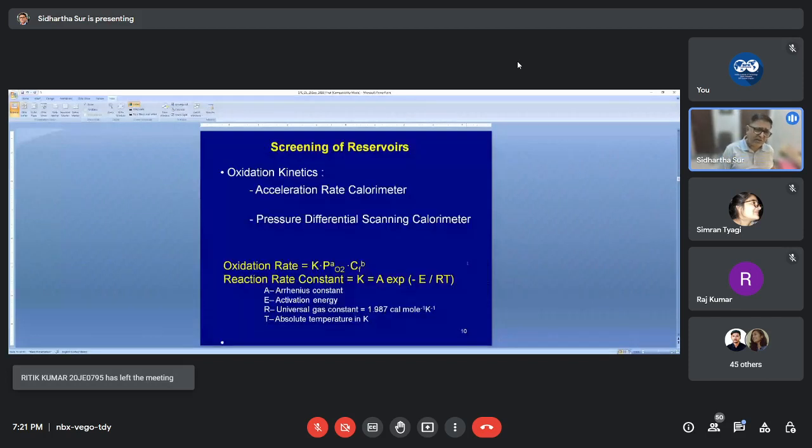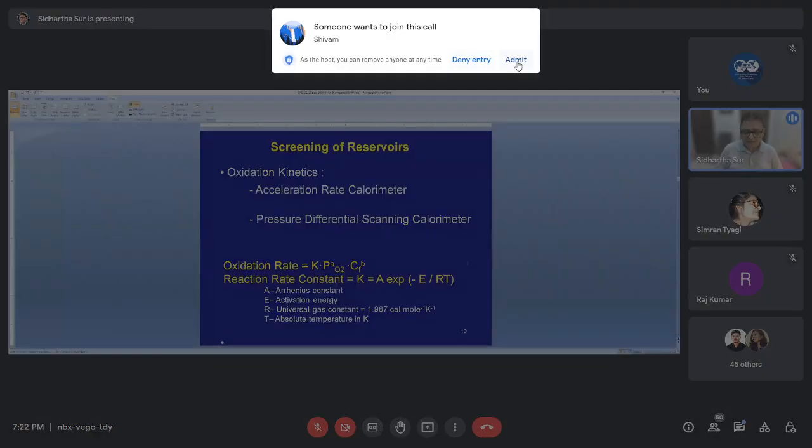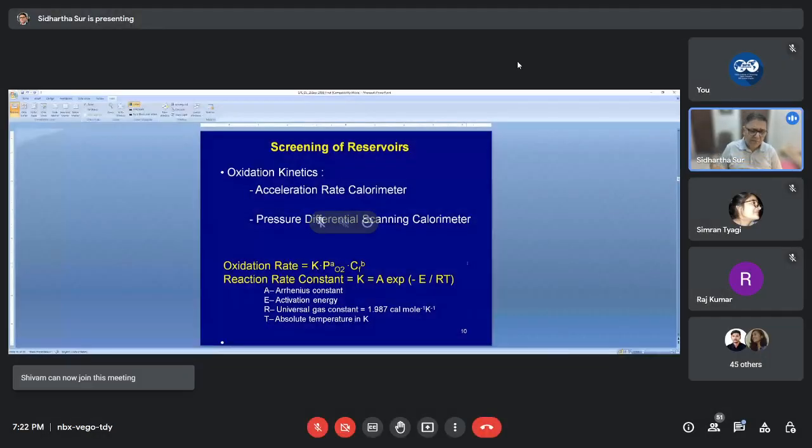So how to screen the reservoirs? Screening the reservoirs for applicability of this in-situ combustion. Some of the key equipment are ARC, pressure differential scanning calorimeter, as well as ramped temperature oxidation, RTO. These days, RTO is very popular, which is available in University of Calgary in Canada, and it will be coming very soon in IRS at ONGC, where you can screen any oil reservoir for the applicability of air injection process in situ combustion, be it heavy oil, medium gravity oil, or light oil.